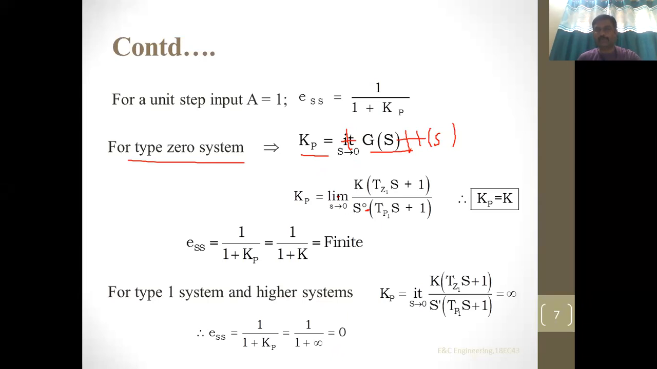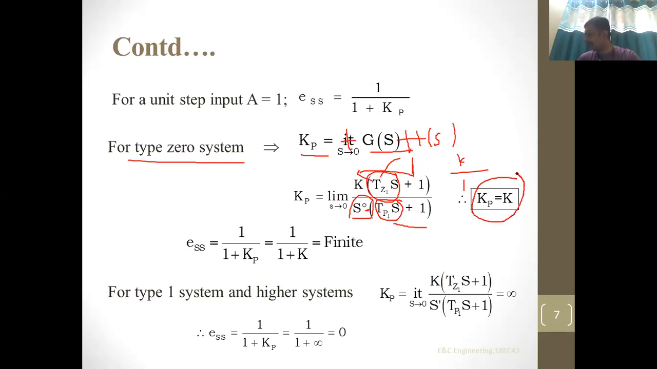Next, if I try to find the value of Kp, limit s tends to 0, since this is type 0, here s to the power of 0 should be there. Is it okay? K divided by, these are all zeros and these are all poles. Look here, since it is s to the power of 0, this s to the power of 0 is 1. If I apply limit s tends to 0, what does this take? It takes the form, this is 0, 0 plus 1 is 1. Is it okay? 1 into K is K. This is K divided by 1.